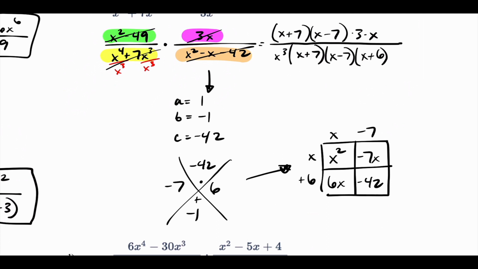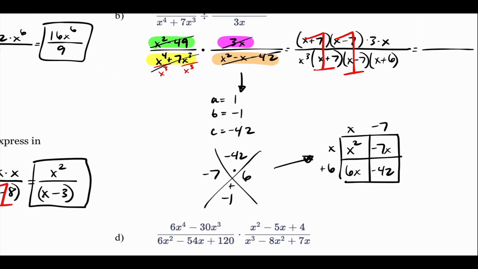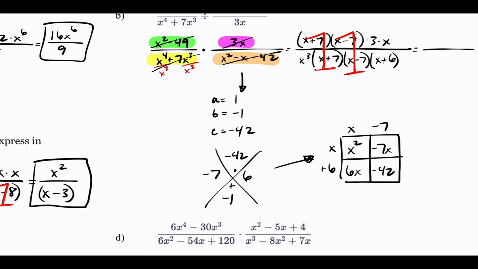Done with all factoring. They've all been factored. Now I'm going to look for what they have in common. So I got an x plus 7 and an x plus 7. I got an x minus 7 and an x minus 7. Those make two giant ones because when you divide something by itself, it always makes itself. So on top, I have 3x, and on bottom, I have x to the 3rd and x plus 6.